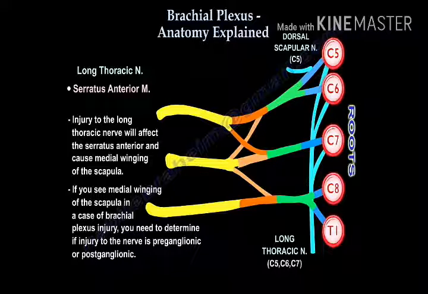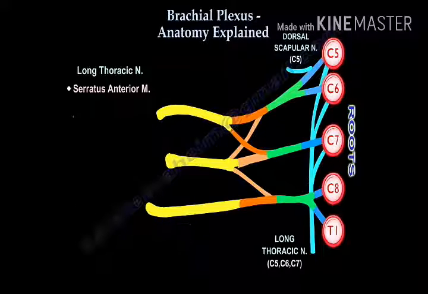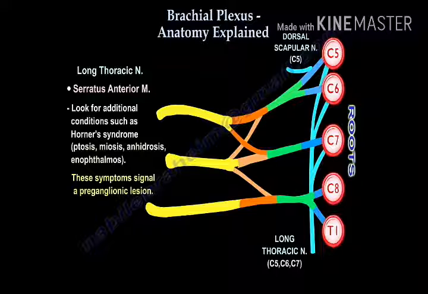If the serratus anterior is affected, you get medial winging of the scapula. If you see a medial winging of the scapula in a case of brachial plexus injury, you need to determine if that lesion is preganglionic or postganglionic. So you can look for additional things like Horner's syndrome, which is ptosis, miosis, anhidrosis, and enophthalmos. That sounds bad. So if it is bad, it's preganglionic.